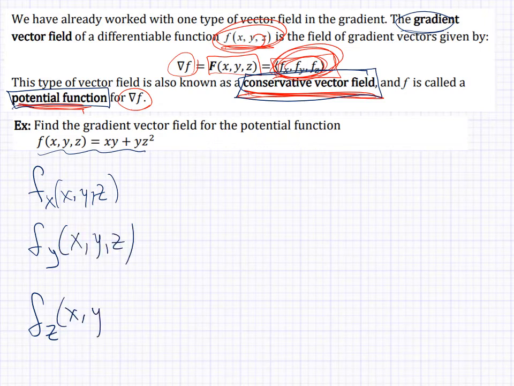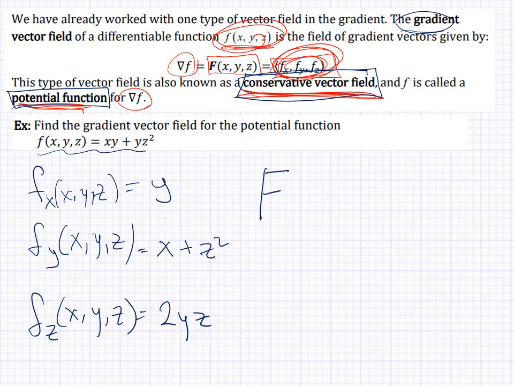Okay, so what's the partial derivative with respect to x? Well, in this case, you would just get y. The partial derivative with respect to y, I would get x plus z squared. And the partial derivative with respect to z would be 2yz. And so the vector field is going to be a 3D vector field.